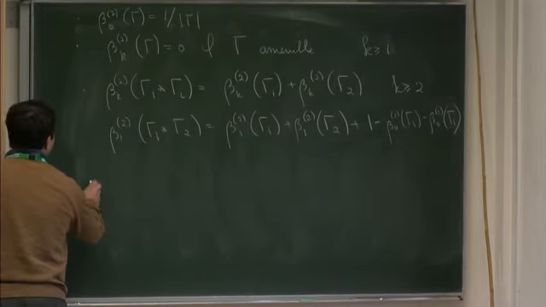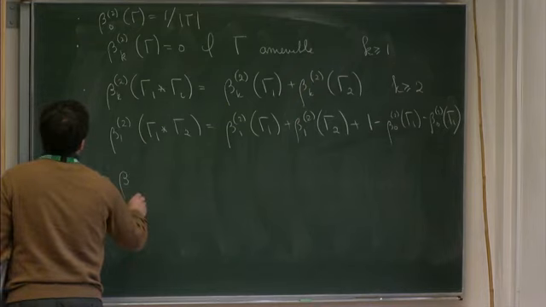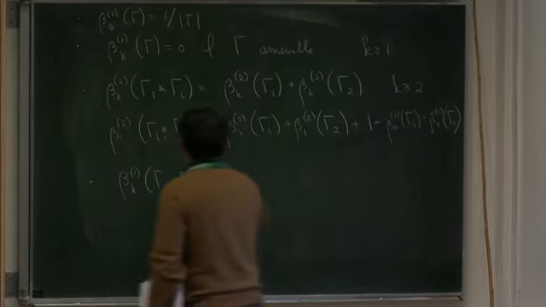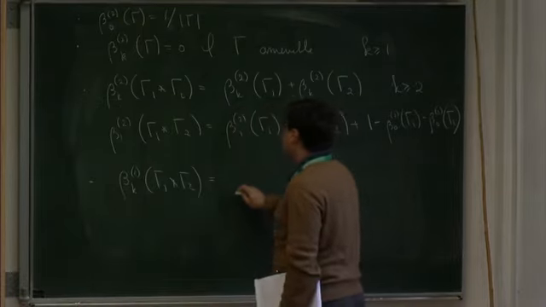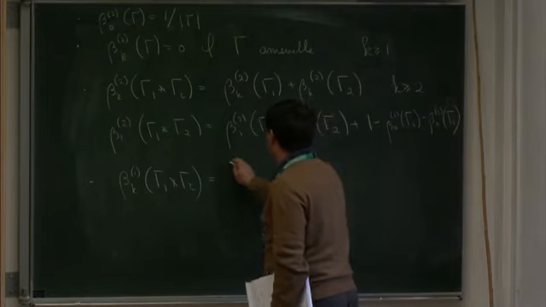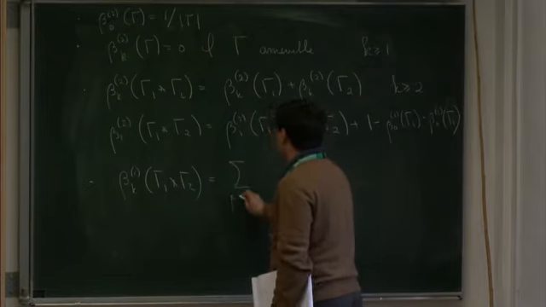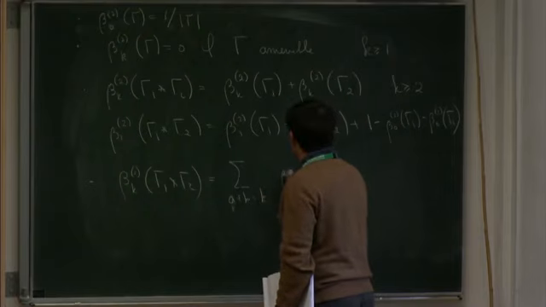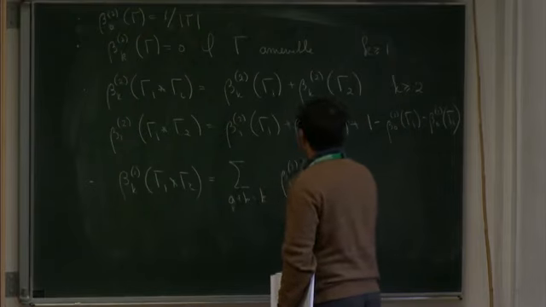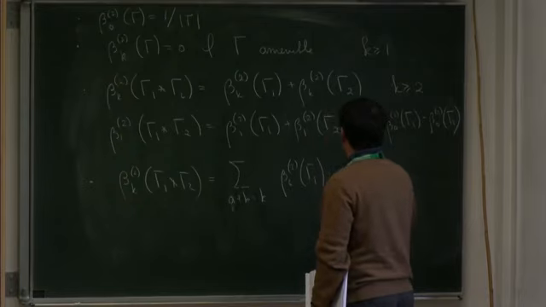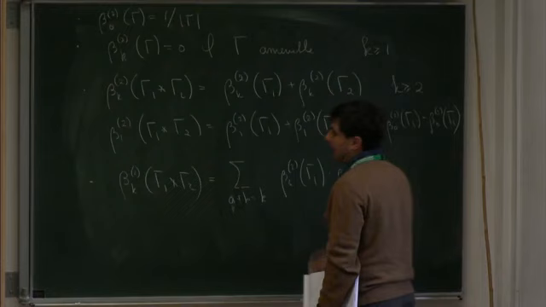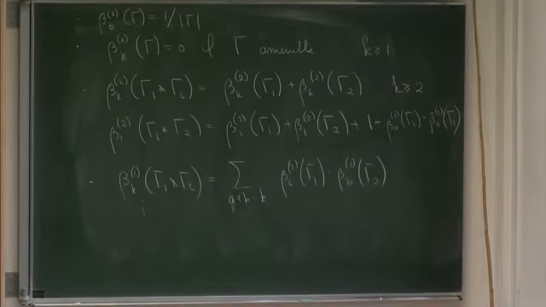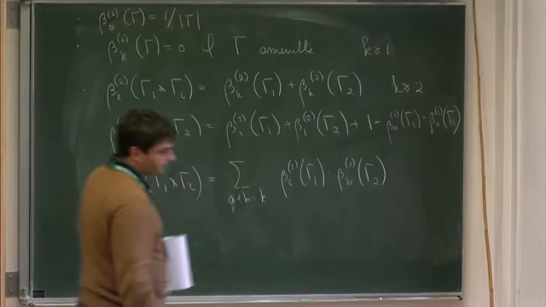There's also a Künneth formula. If I want the Betti number of a product of two things, it is the sum over a plus b adding up to k of the ath Betti number of the first group times the bth Betti number of the second group. So there are many interesting things that allow you to compute these things.